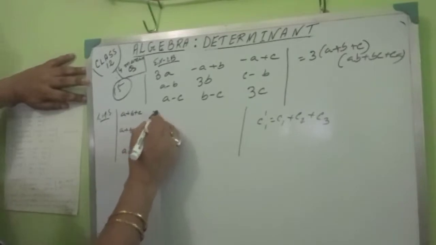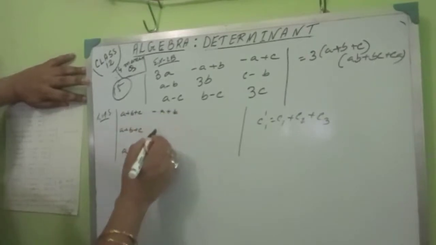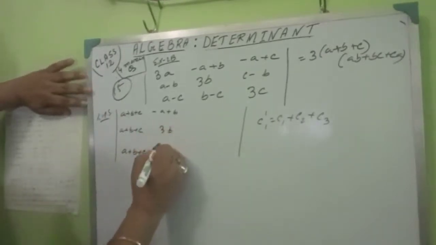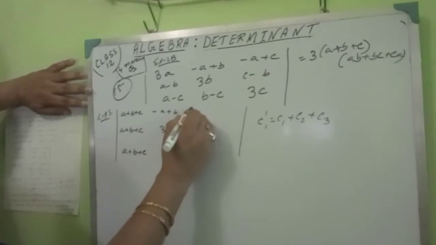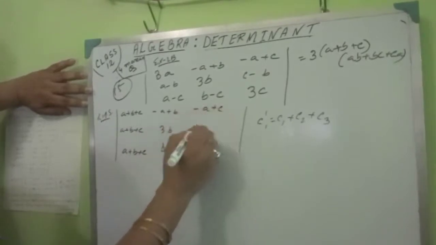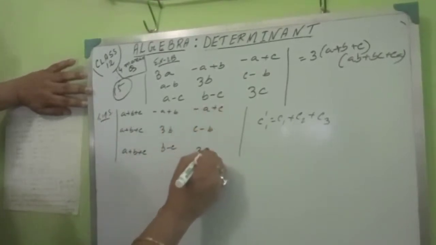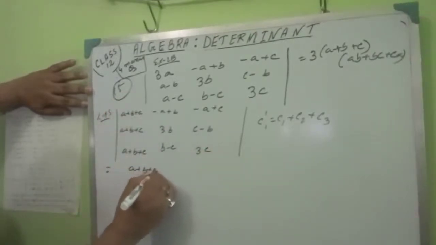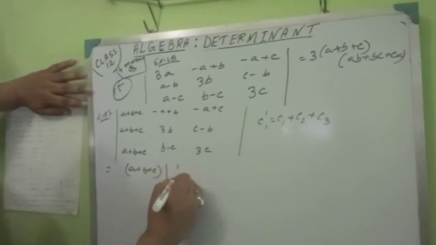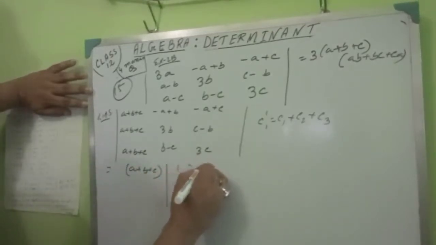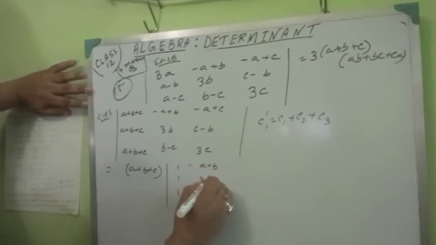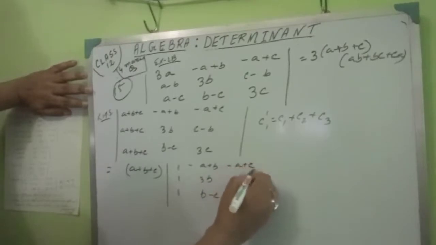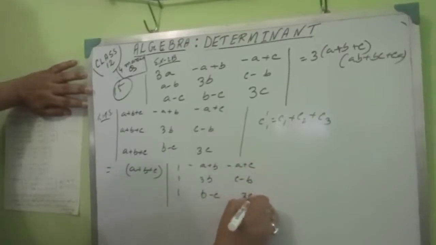Okay, and here it will be minus a plus b, and this is 3b, this is b minus c. And the third column minus a plus c, c minus b, 3c. Okay, now a plus b plus c, as this is the common element, take it outside the determinant. So 1 1 1, and here the same thing, minus a plus b, 3b, b minus c, minus a plus c, c minus b, 3c.